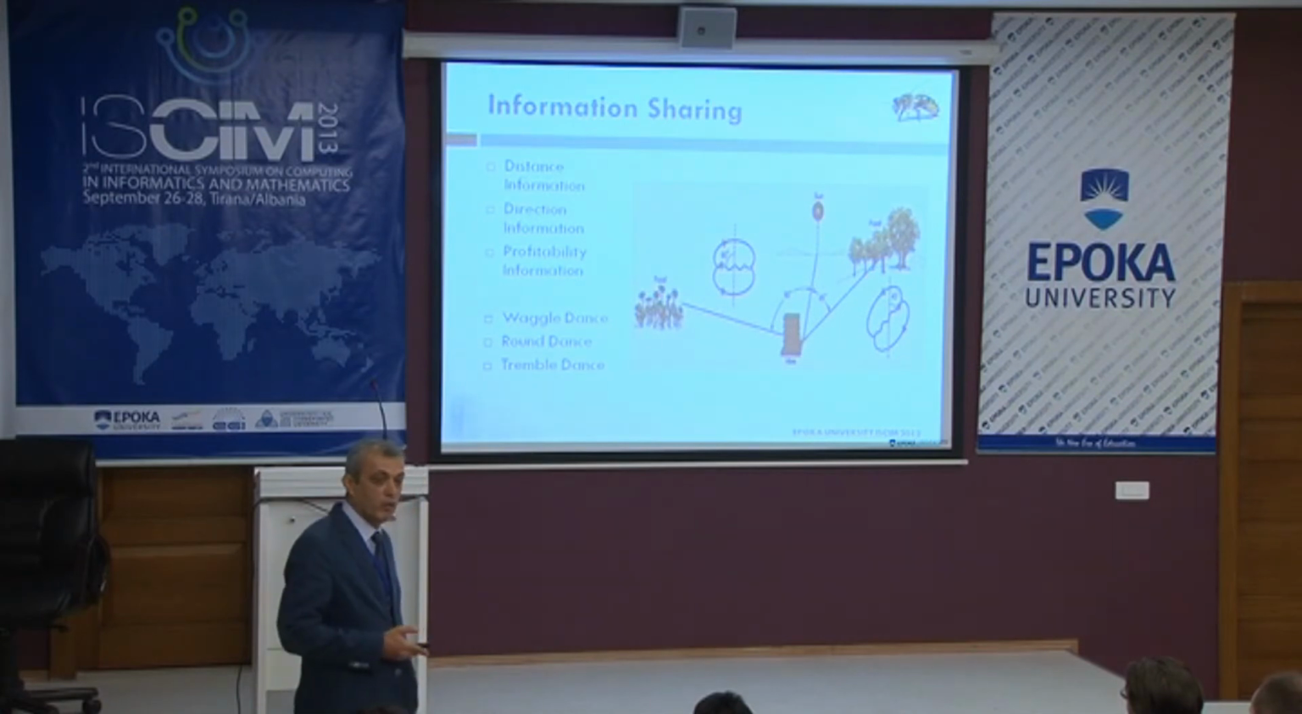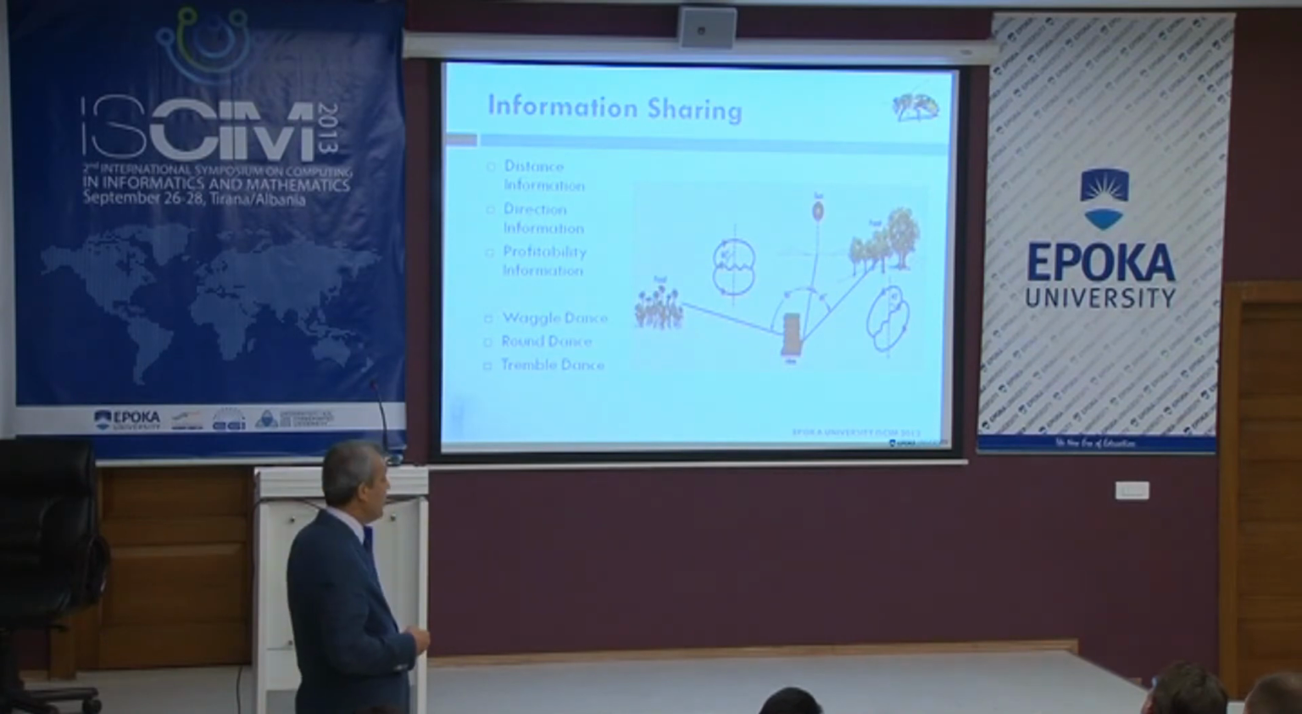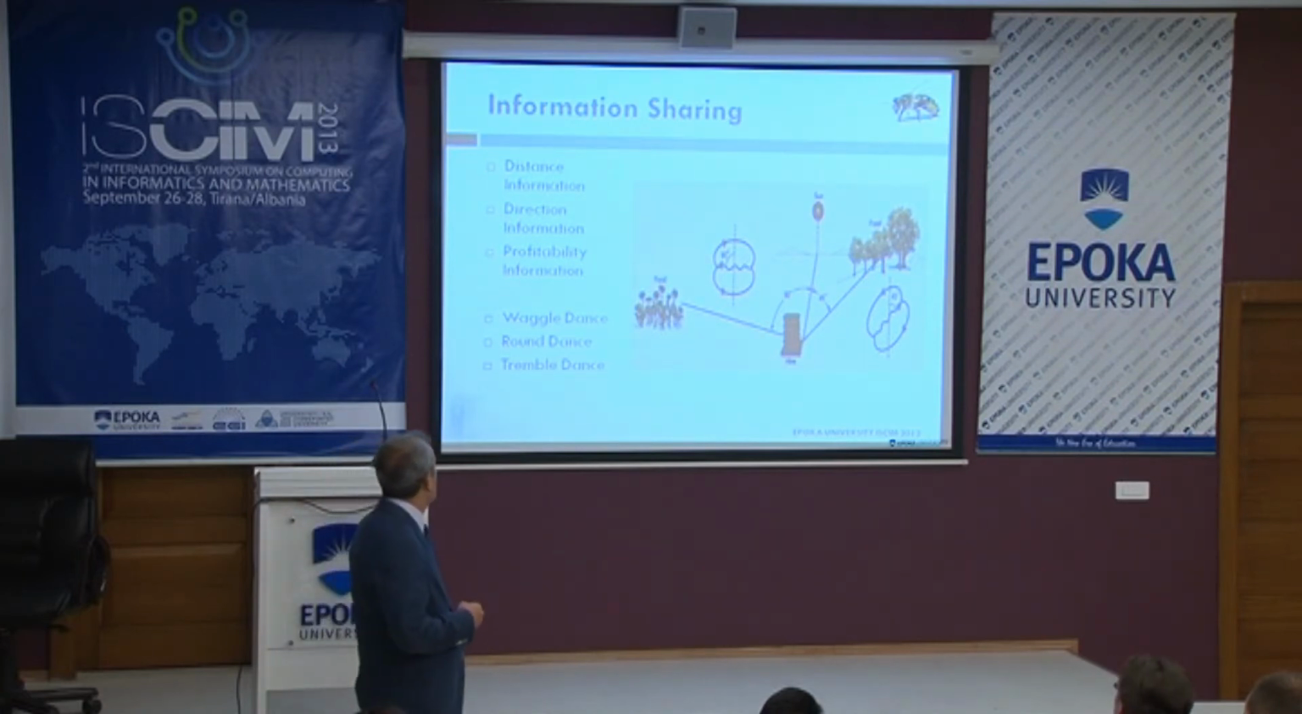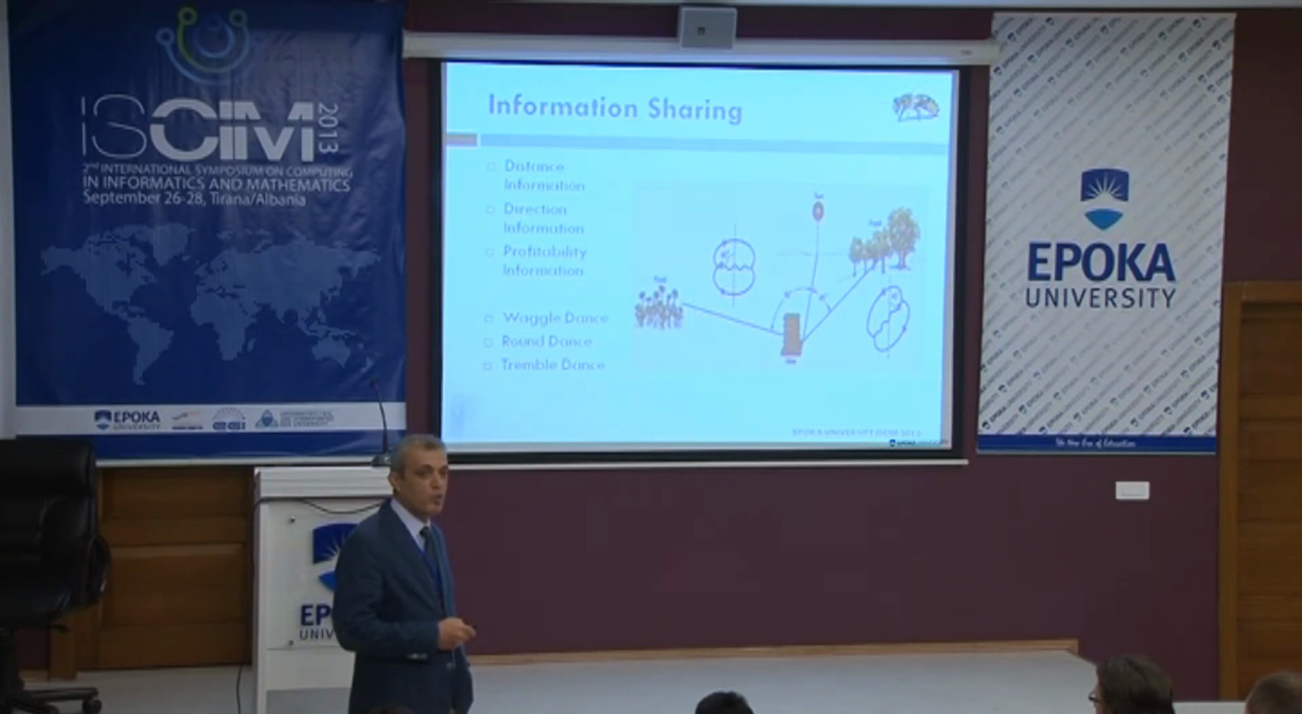Sharing information is very important. There are multiple interactions. Interaction occurs by means of dance, language, communication. Information sharing: distance information is given, direction, profitability information, and other information about the food sources or the distance between the nest, hive, and food source. To share the information, employed bees use different languages. We call this language dance, and there are different types of dances.